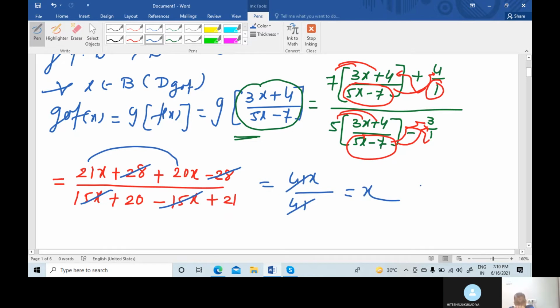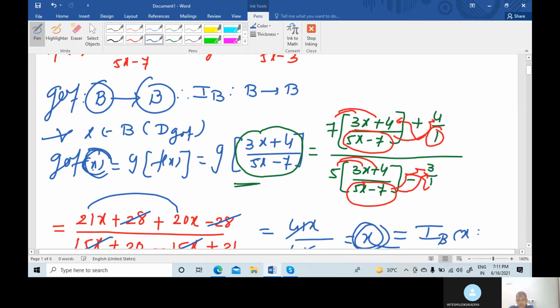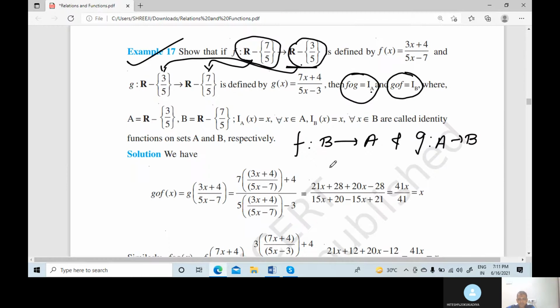This is the identity function, the concept. Again, we explain the identity function. First rule: for an identity function, the domain and codomain are always the same, and we can put here x. The answer is always x. If we put 10, we get the answer 10. If we put 15, we get the answer 15. Exactly the same value we get as the answer, so it is called the identity function. It is also called I_B of x. Check your textbook here. Yes, look here, GOF equals I_B.